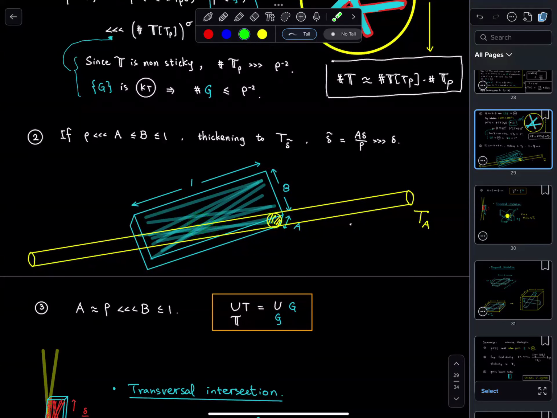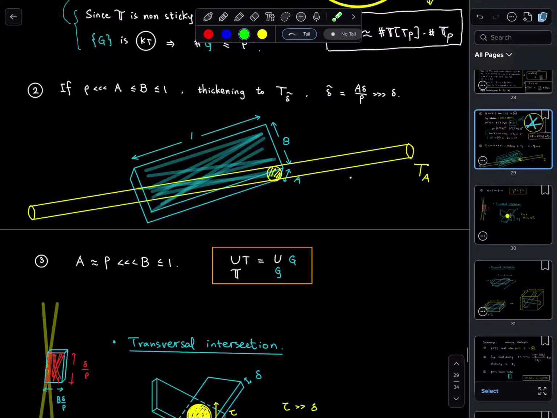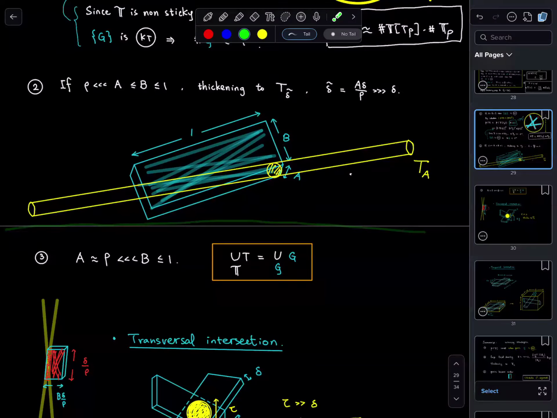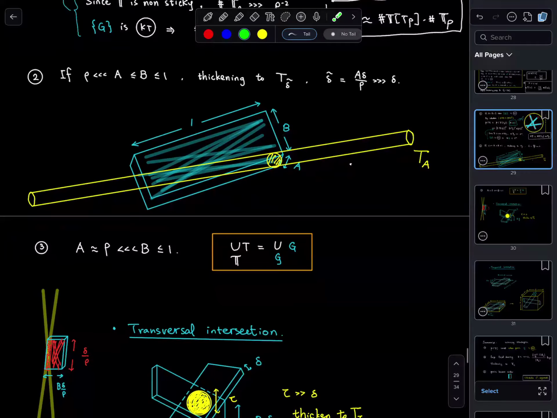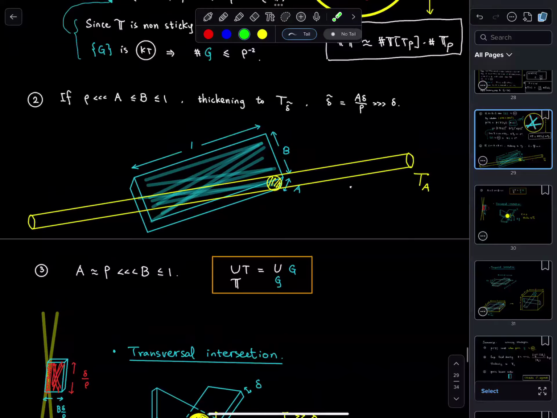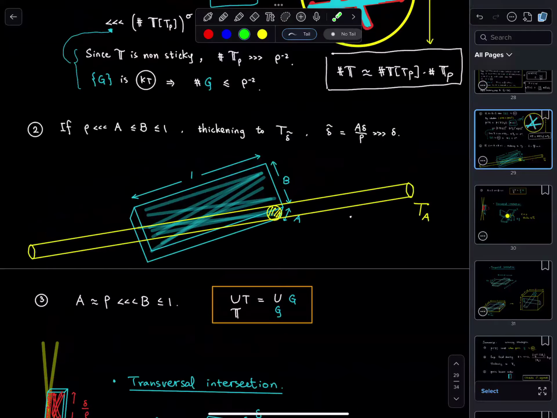And so the idea is that instead of estimating the multiplicity, we're going to estimate the local density of the Kakeya set. So when the thickness of the box is much larger than rho, then we can just thicken everything to a larger scale and then apply induction. So that's the idea for the second special case. We are not done yet, but are there any questions about the second special case? Okay.